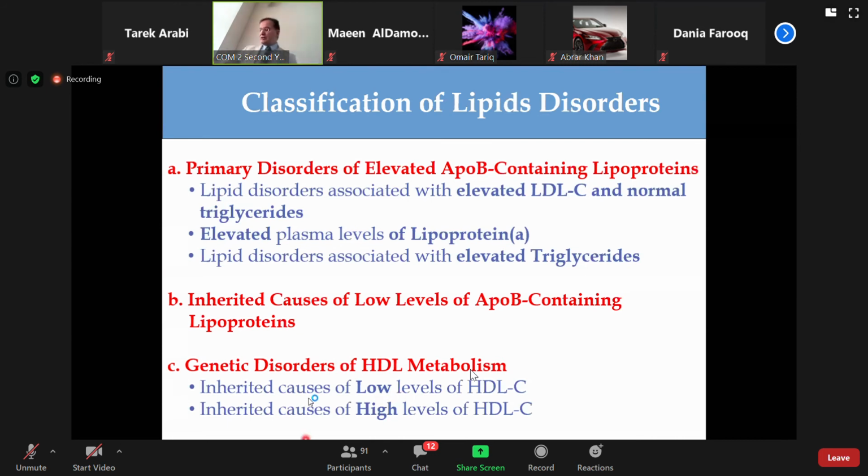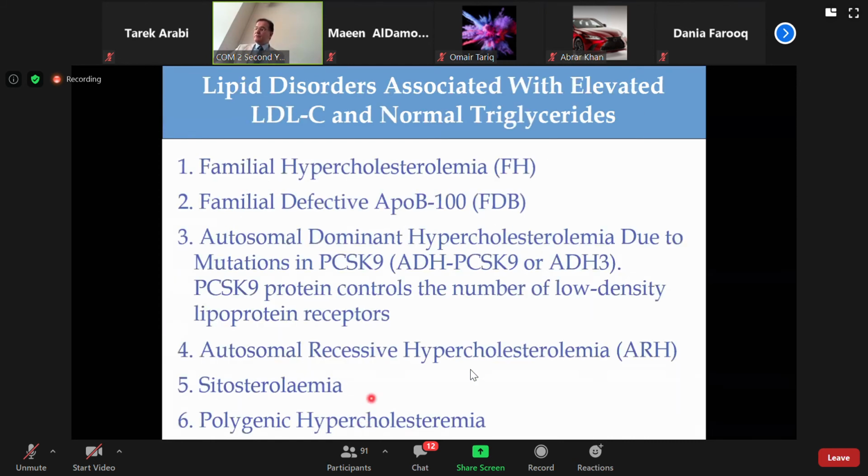The first classification, need to speed it up, includes lipid disorders associated with elevated LDL cholesterol and normal triglycerides. Then we have elevated plasma levels of lipoprotein A. Thirdly, lipid disorders associated with elevated triglycerides. Genetic disorders with a low or high HDL, basically these are all inherited causes of hyperlipoproteinemias.